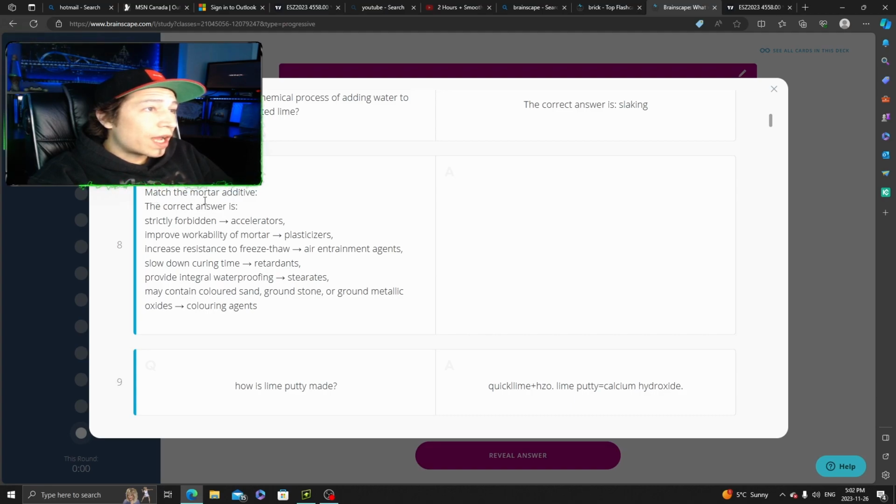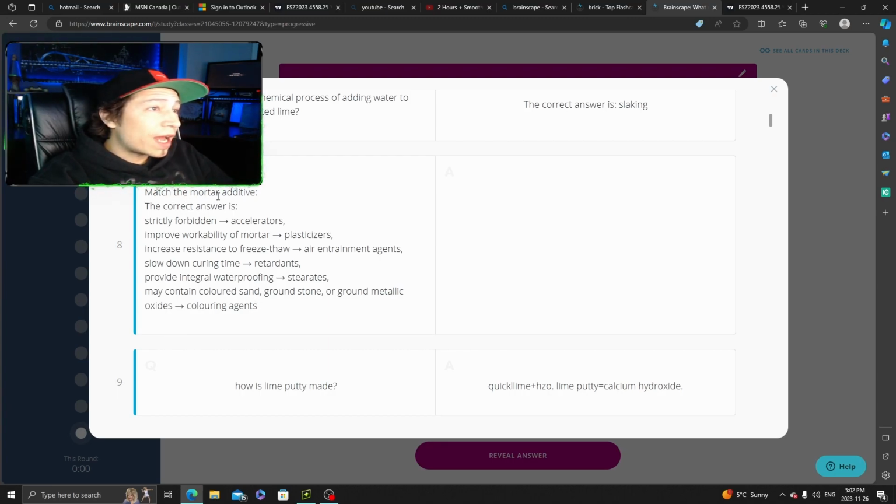Match the mortar additive. Strictly forbidden: accelerators. Improve workability of mortar: plasticizers. Increase resistance to freeze-thaw: air entrainment agents. Slow down curing time: retardants. Provide integral waterproofing: stearates. May contain colors, sand, ground stone, or metallic oxides: coloring agents. Wow, that was a mouthful.